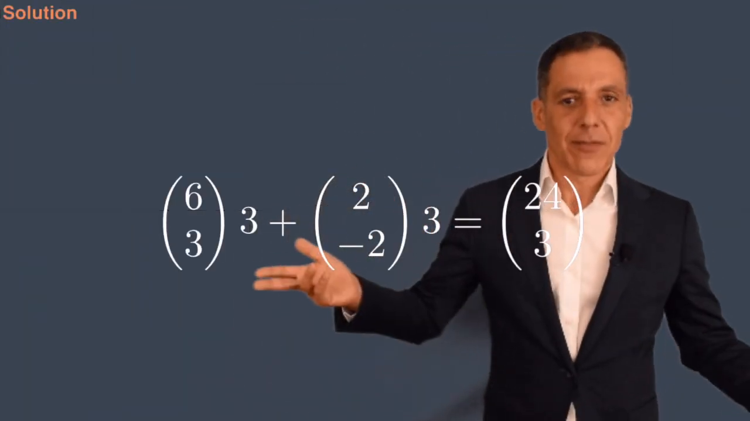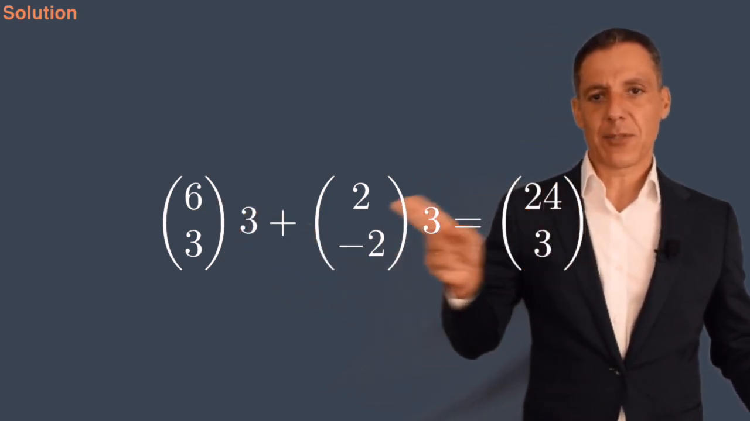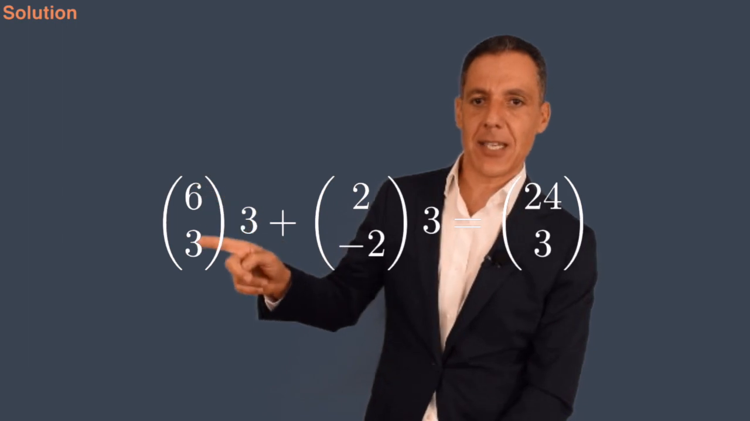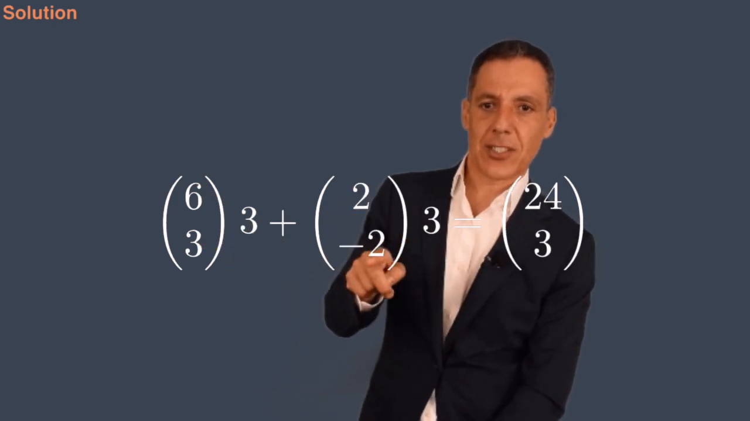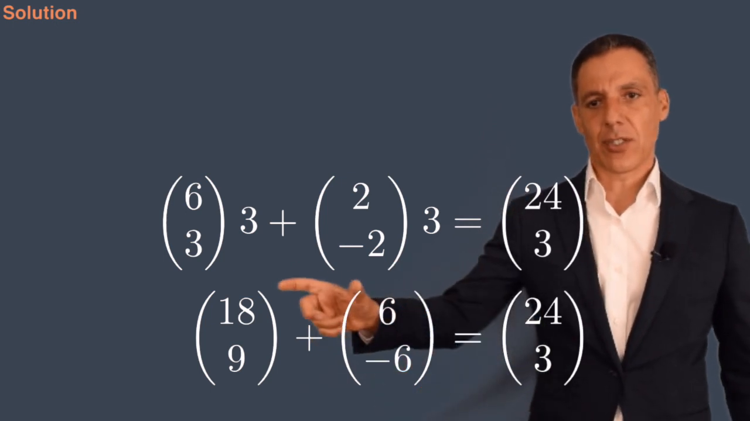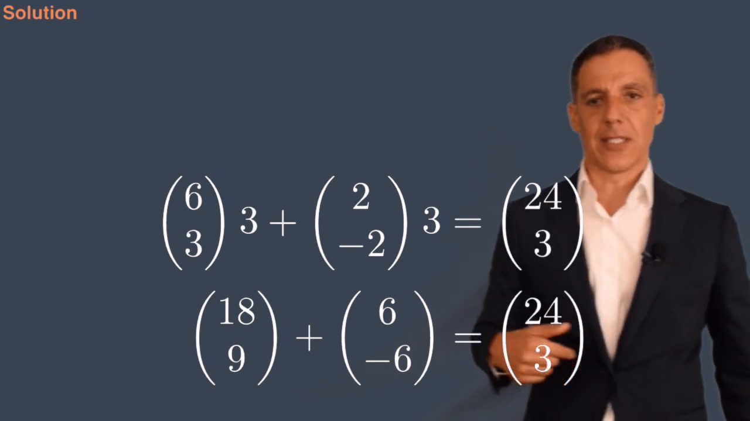All right, so let's convince ourselves that this is the answer. If I multiply 3 times this vector and 3 times this vector, do I get 24, 3? Well, 3 times this is 18, 9. 3 times this is 6, minus 6. 18, 9, 6, minus 6. The summation, of course, is just 18 plus 6 is 24. 9 minus 6 is 3.